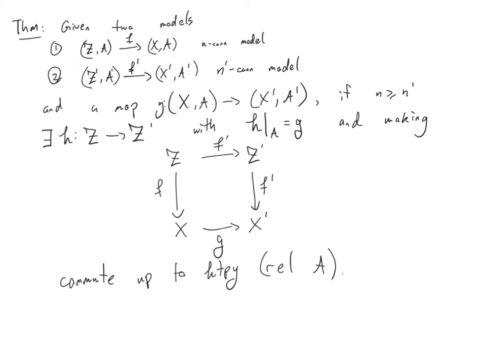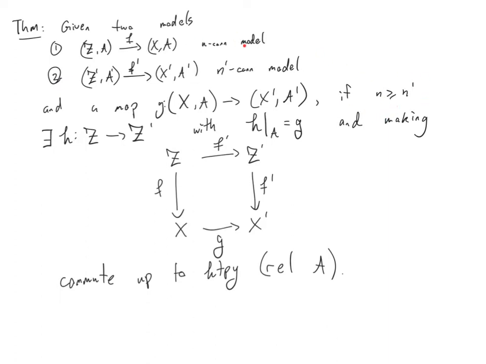So the main results about these models is they give us the level of generalization we can prove about uniqueness of models. So given 2 different models for different spaces, so I've got Z, A for X, A and Z prime, A prime for X prime, A prime. The first one's n connected and the second one's n prime connected. And a map of pairs between X, A and X prime, A prime.